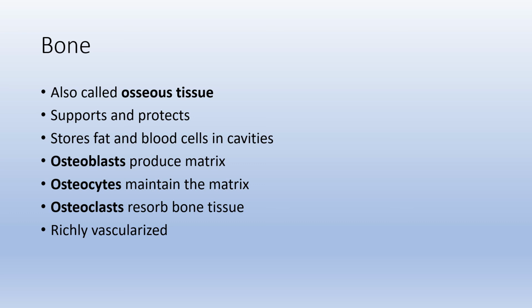But for now, we have three different cell types. Osteoblast, there's that term blast again. It is an immature cell that will produce the extracellular matrix of bone because of the term osteo. Osteocytes are the mature cells of bone that are there to maintain the matrix. And then lastly, this is a cell with a part of its name that we have not seen before. But an osteoclast is there to break down bone or to resorb bone tissue. Bone is highly vascularized, meaning it has a rich blood supply.